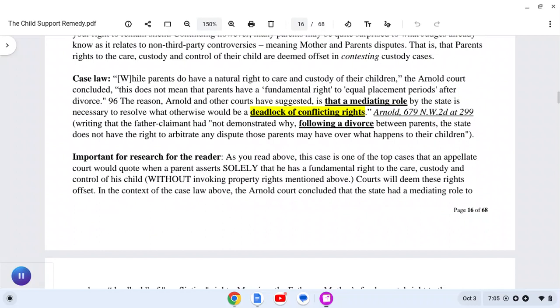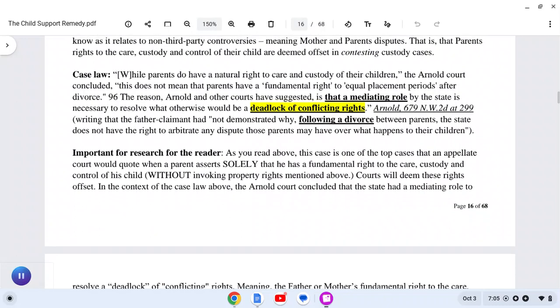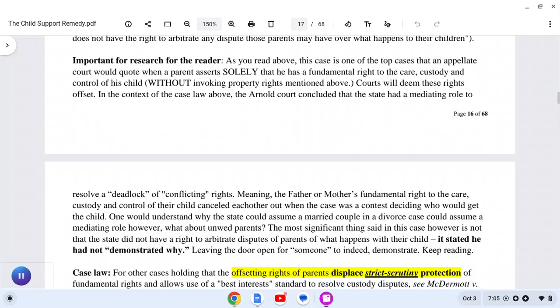Writing that the father claimant had not demonstrated why, following a divorce between parents, the state does not have the right to arbitrate any dispute those parents may have over what happens to their children. Important for research for the reader.